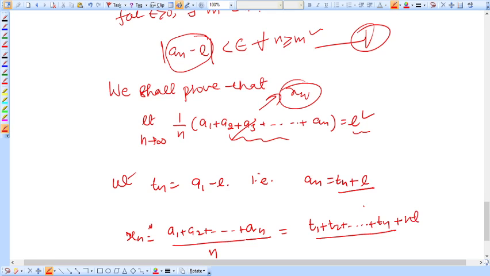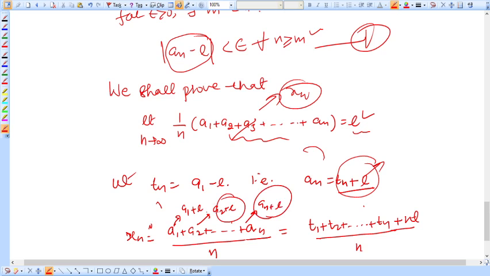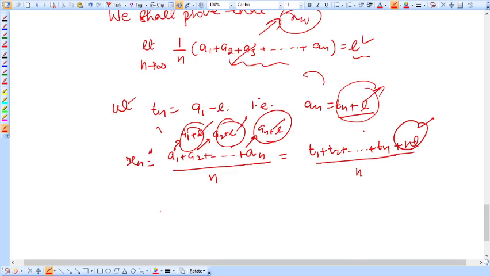Because there are n terms here and with every term there is an L. So this becomes nL divided by n. Why is this happening? Because your a1 is equal to t1 plus L, and the second a2 is t2 plus L, up to an is tn plus L. So in this way you will be getting nL here, and that's why I have written nL here. So it can also be written as (t1 + t2 + up to tn) divided by n plus L. When you divide nL by n you will have only L.